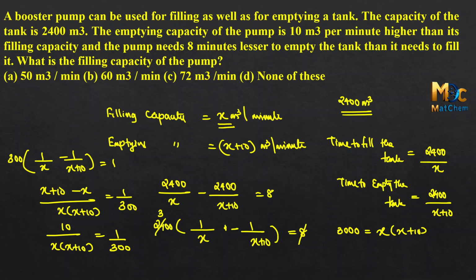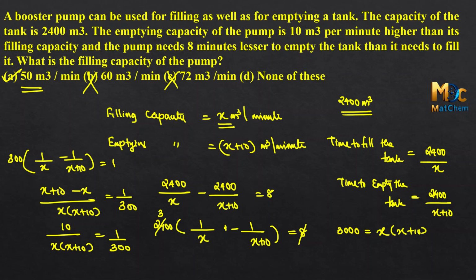How can we proceed? When you multiply a number with the number 10 more than it, you need to get 3000. Just check 50. 50 plus 10 is 60, and 50 into 60 is 3000. So this option is correct. If you take 60 and 70, 60 into 70 is 4200. This option is not correct. 72 into 82 will also not work. So this option we are getting correctly, and it is equal to 50 meter cube per minute.